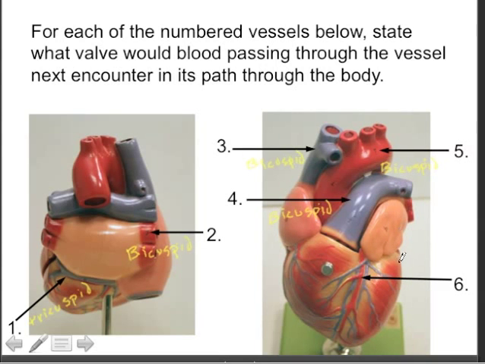Down here, number 8, okay, is the anterior interventricular artery. It is going to send blood to the heart muscle. That blood will then be exhausted of its oxygen and its nutrients by the heart muscle and then will return to the heart chambers via the coronary sinus on the back of the heart, which drains into the right atrium. As a result, the next valve that that blood is going to see is the tricuspid valve.